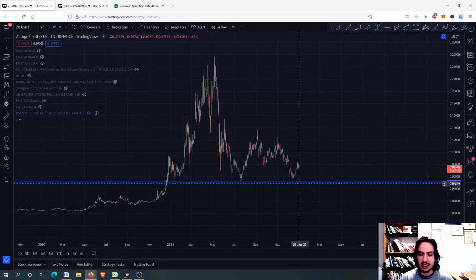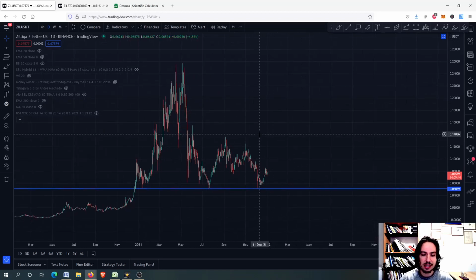So we are going to just discuss this, that if we go down from the 0.05, expect a major drop because of the short positions. But anyway, this is a bear scenario right here. We hope the best for ZIL. We hope the best for you as well.